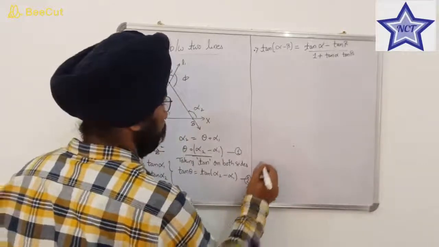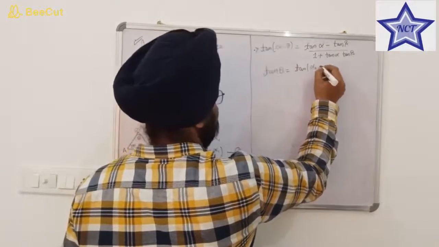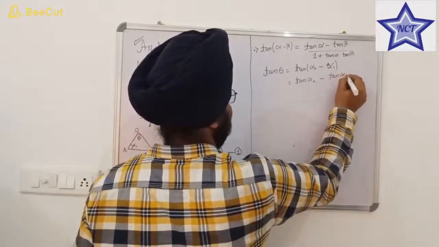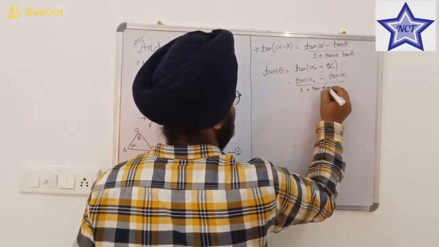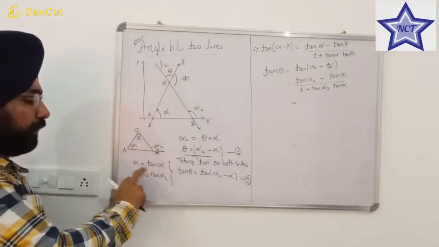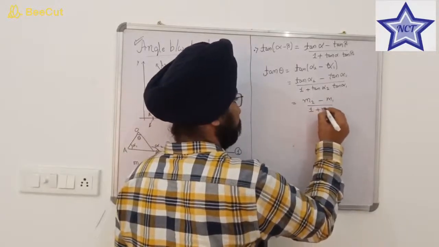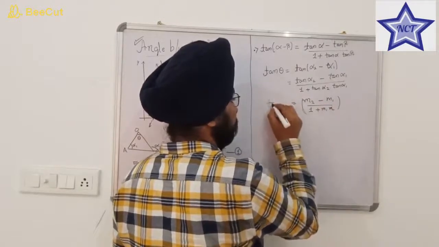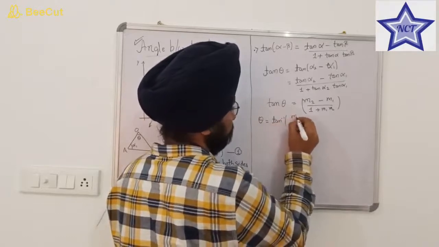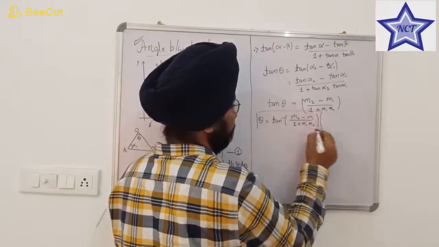So, from equation 2, I can write tan of theta equals tan of alpha 2 minus alpha 1, that can be written as tan of alpha 2 minus tan of alpha 1 upon 1 plus tan alpha 2 into tan of alpha 1. From the slope formula, I can write tan alpha 1 equals m1, tan alpha 2 equals m2. Replacing tan alpha 2 with m2 and tan alpha 1 with m1, I can write tan of theta equals m2 minus m1 upon 1 plus m1 m2. Now theta is equal to tan inverse of m2 minus m1 upon 1 plus m1 m2. This is the angle between two lines.